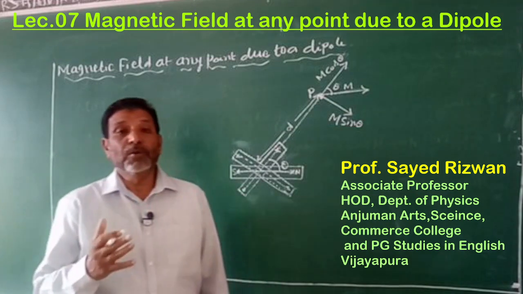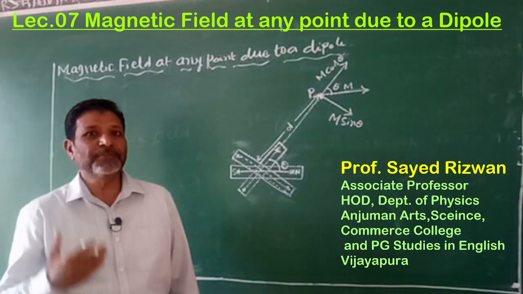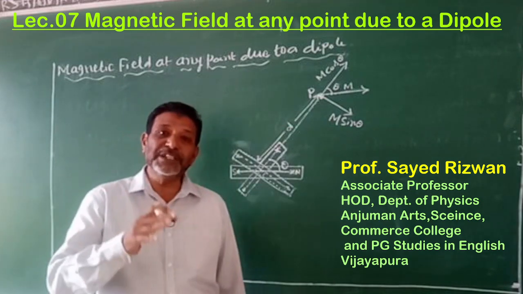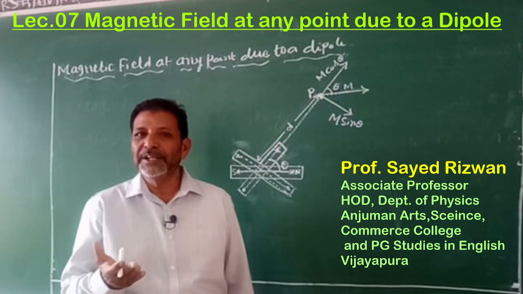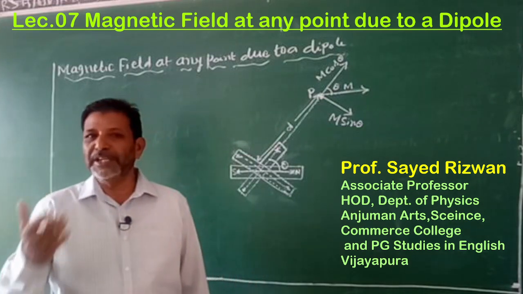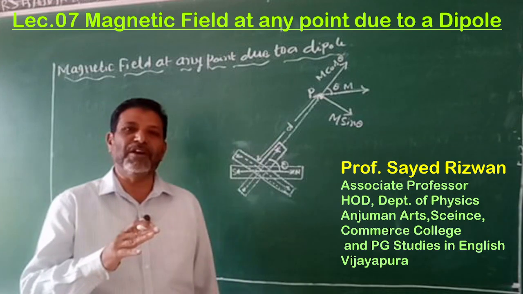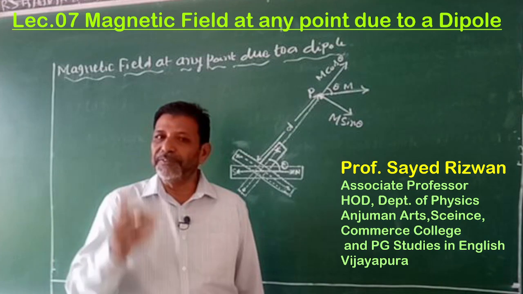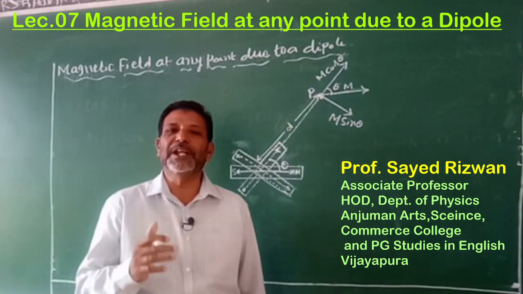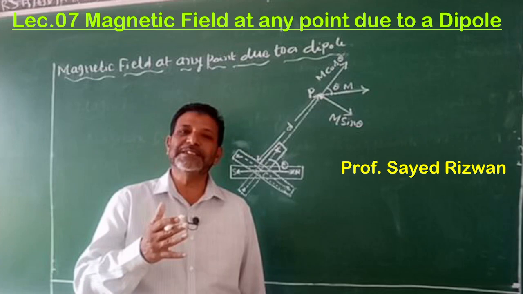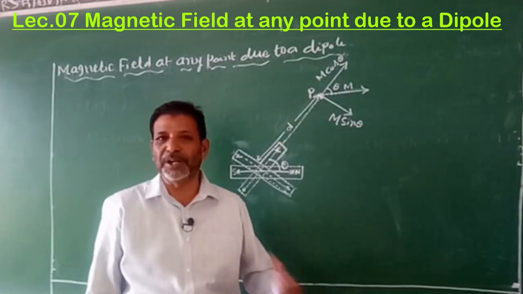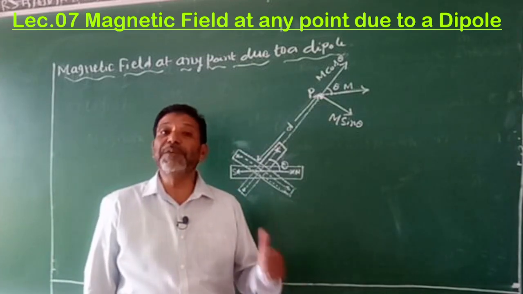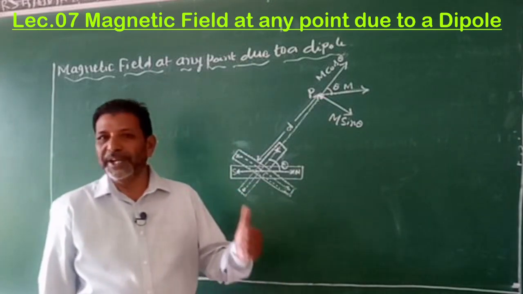Now, if we derive this formula of the magnetic field at any point due to a dipole, then by using that general formula you can find the magnetic field either on the axial line or the equatorial line of a dipole. The field along the axial line and equatorial line will become special cases of this general formula. Now, let us derive this formula, that is, the field at any point due to a dipole.